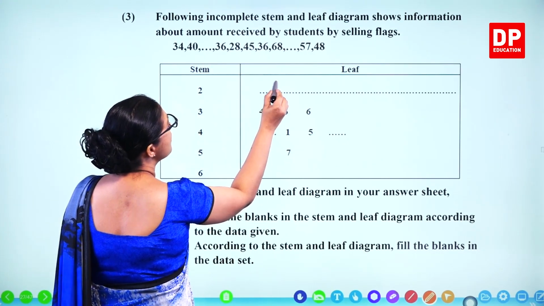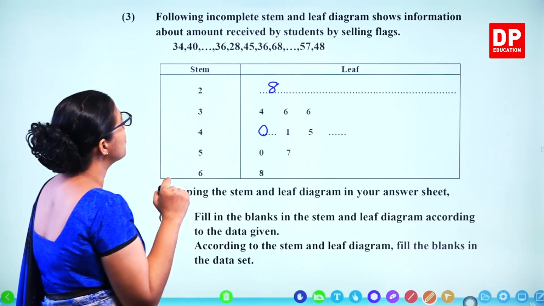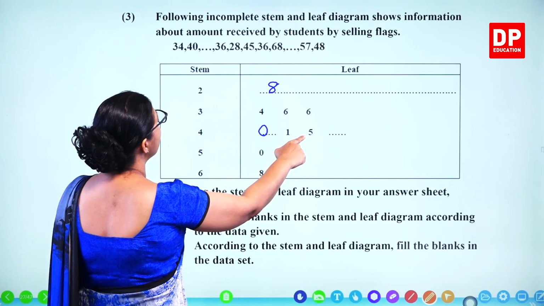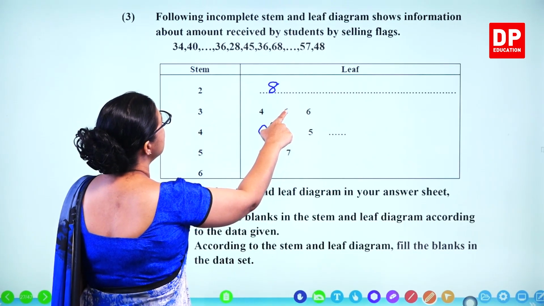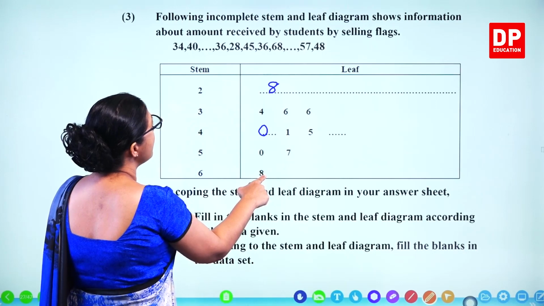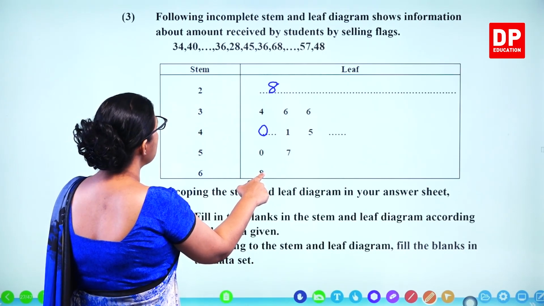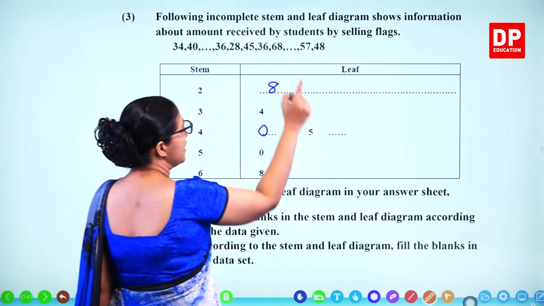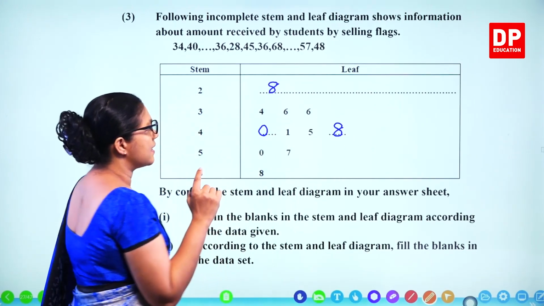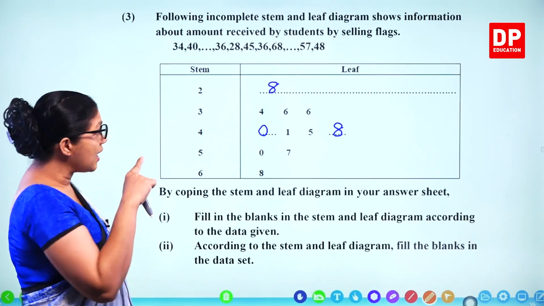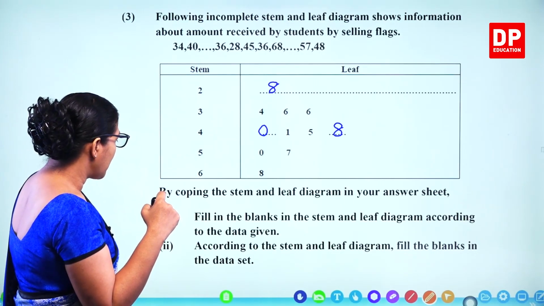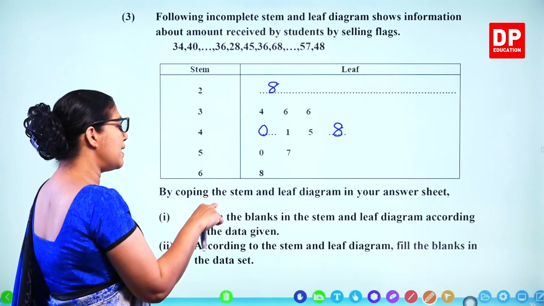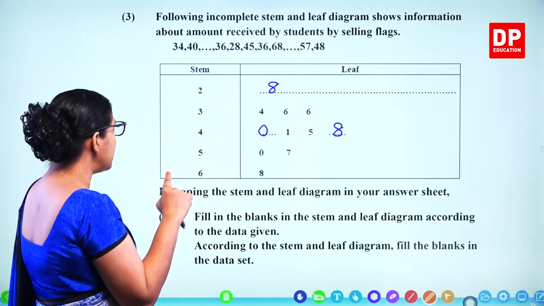So nothing is mentioned about 28 here, so we have to put 8 there. 45, it's there. 36, 68, it's already there. Then 57, 57 is already there. And 48, so this should be 8. By looking at the data set, we can fill the stem and leaf diagram. Then the second part, according to the stem and leaf diagram, fill the blanks in the data set.